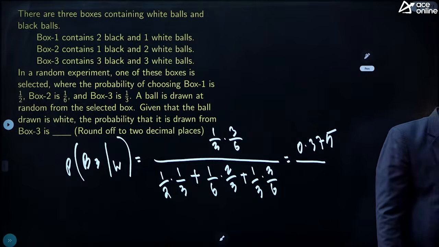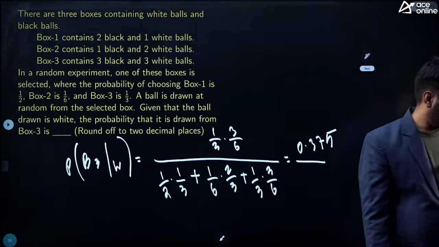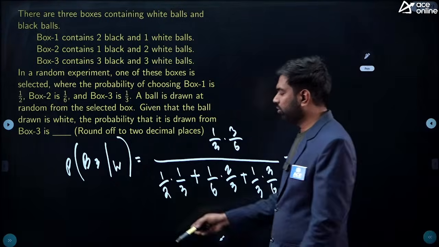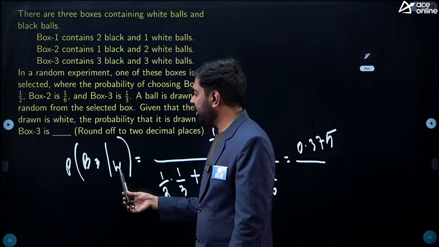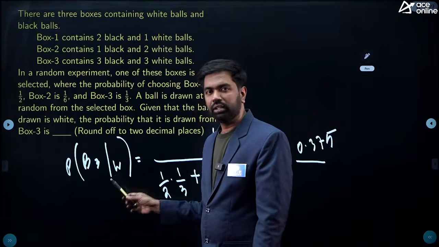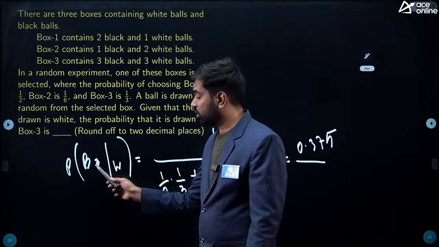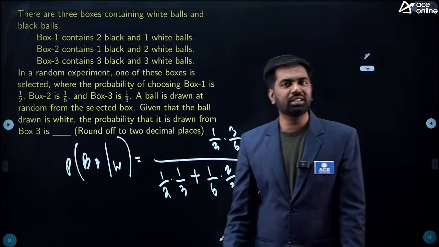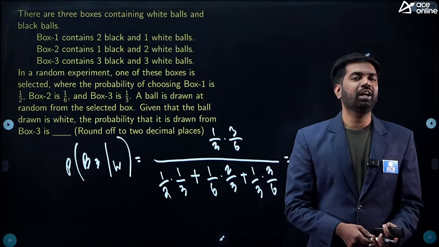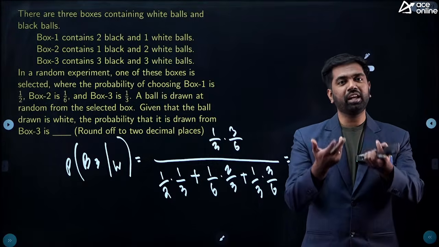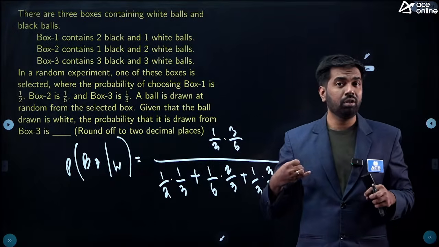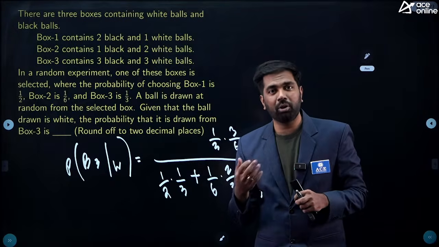Bukya Sirisha says, can you explain it once again? Definitely. So you have to read the question like this. It's already given that they have drawn a white object. Given that you have drawn a white object, what's the probability that it came from box 3? So from where can the white object come? It can come from either box 1 or box 2 or box 3.